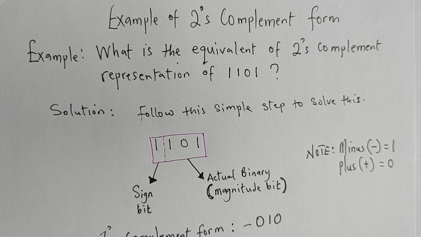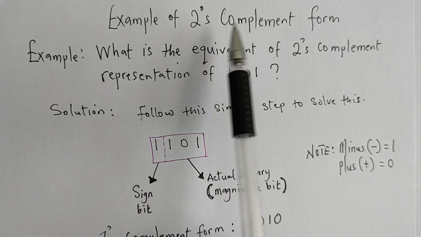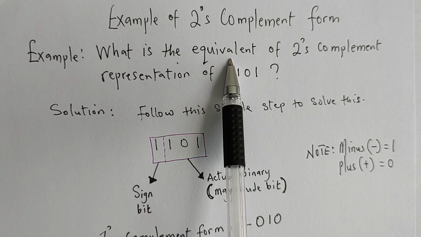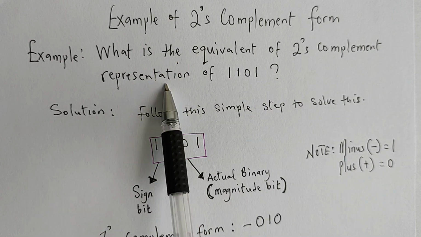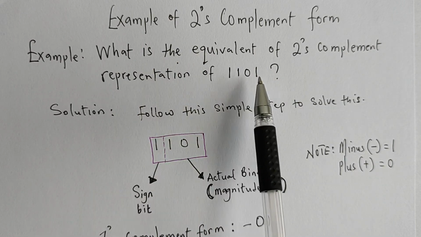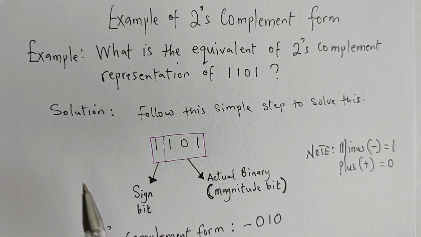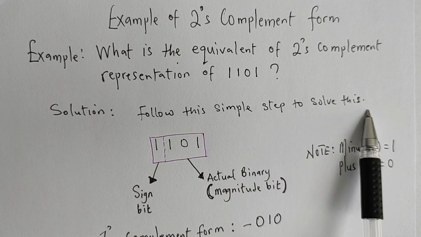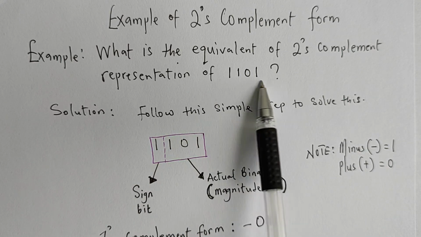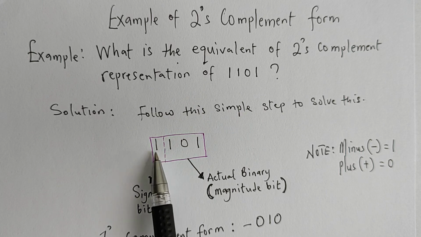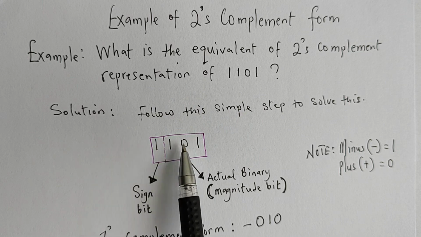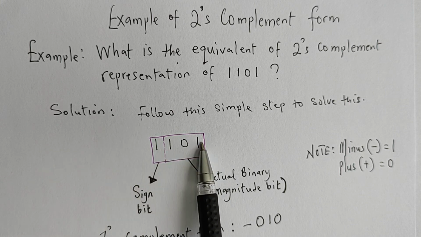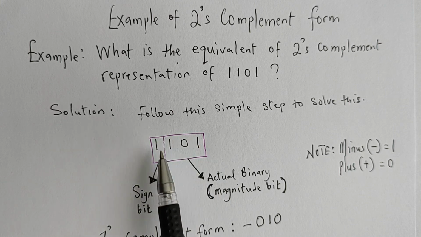Now let's take another example of 2's complement form. This example says, what is the equivalent of 2's complement representation of 1101? This is very easy. Now this is the solution. Follow this simple step to solve this. You have this representation form. All you need to do is to write it out: 1101.